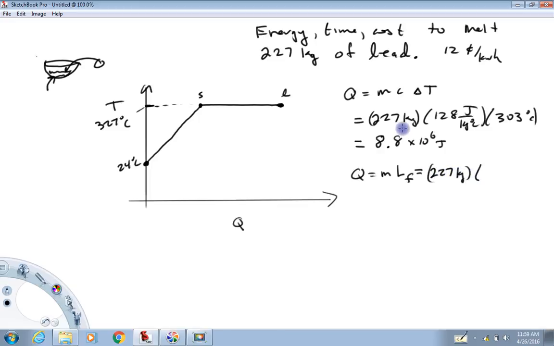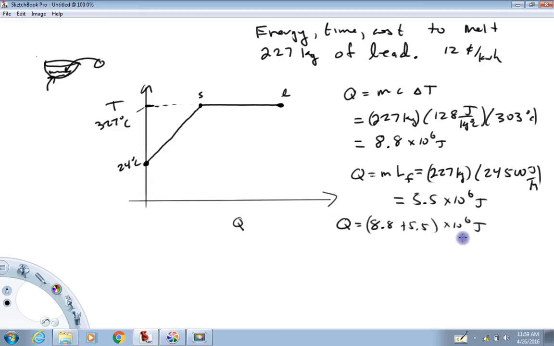And the latent heat of fusion for lead, I'm going to look that up. I got 24,500 joules per kilogram. And again, I'm going to go to my assistants here to calculate a value. 5.5 times 10 to the 6 joules. So we've got 8.8 million joules to bring it up to temperature, 5.5 million joules to melt it. The total is the sum of the two. So that's going to be 8.8 plus 5.5 times 10 to the 6 joules.